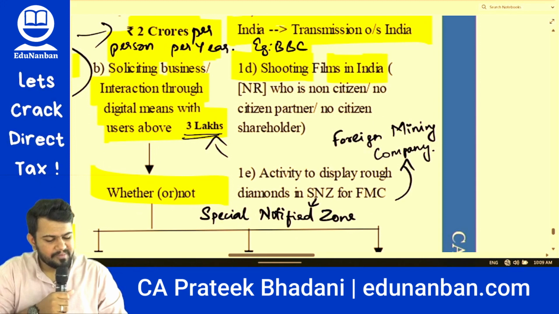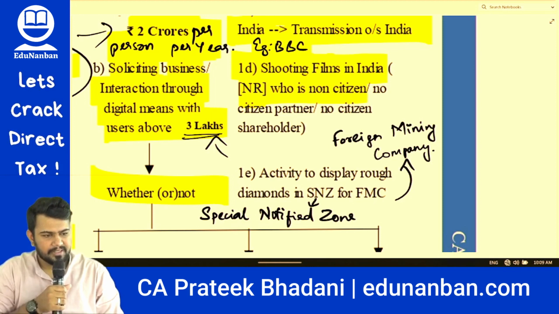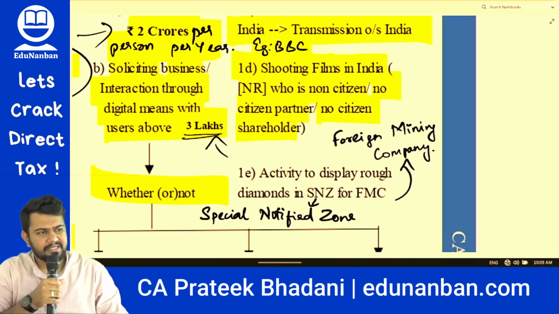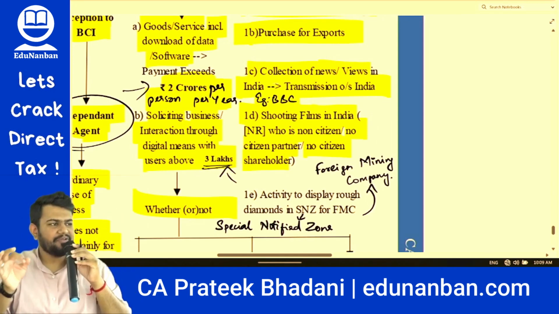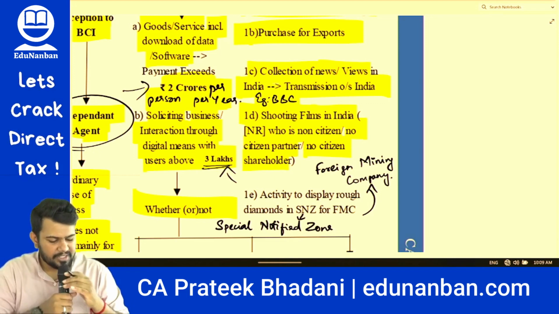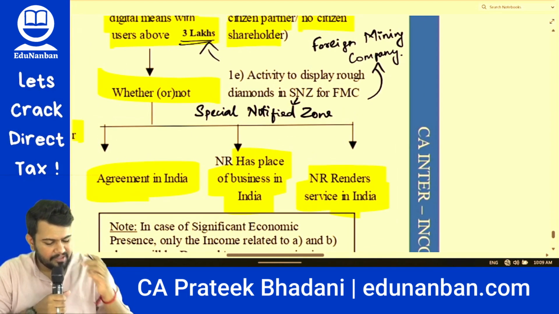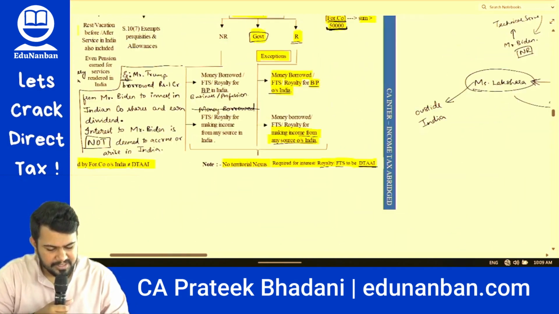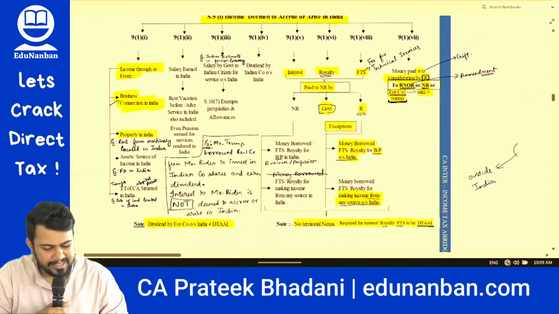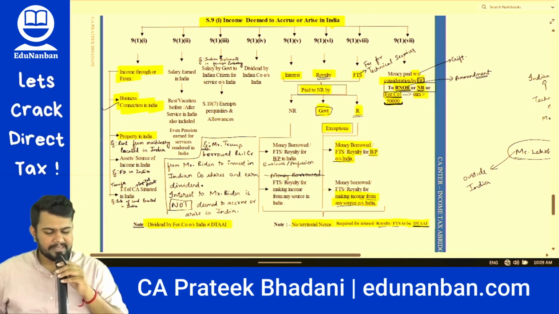Next, shooting films in India where the producer is a non-resident who is a non-citizen, or if in case of partnership firm it should have no citizen partner, and in case of company it should not have any citizen shareholder. In such case, if such people are coming to India and shooting the films, income from such films will not be business connection in India. And lastly, activity to display rough diamond in special notified zone for foreign mining companies will not be considered as business connection.